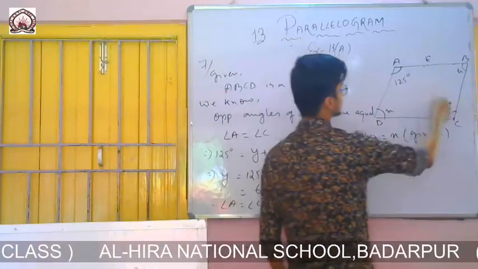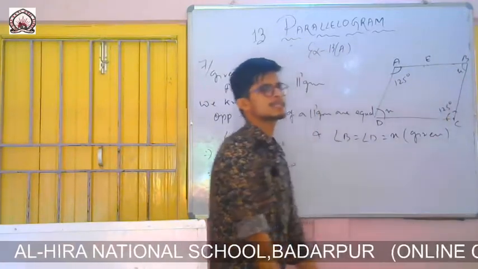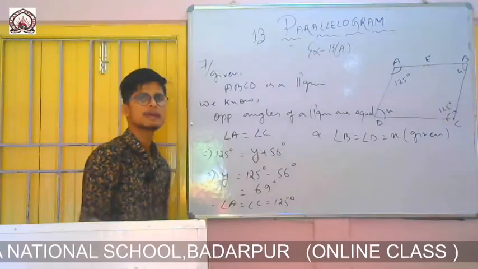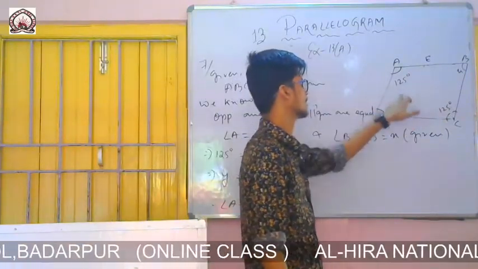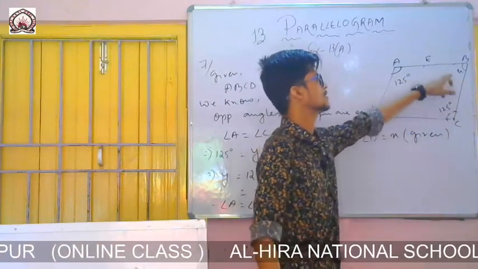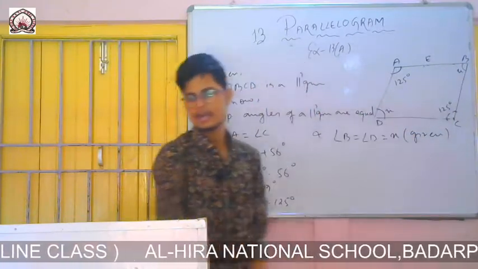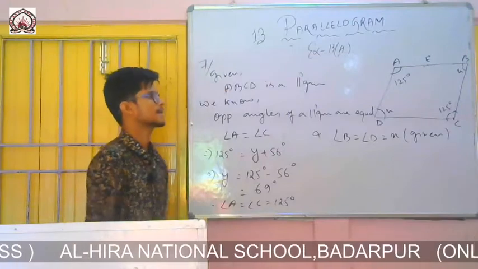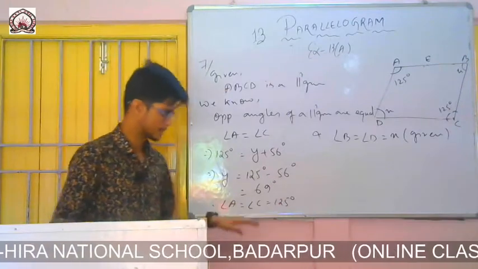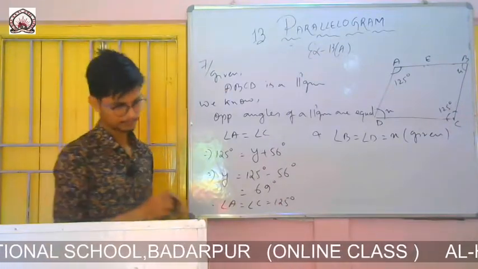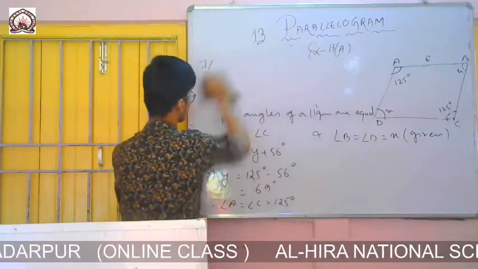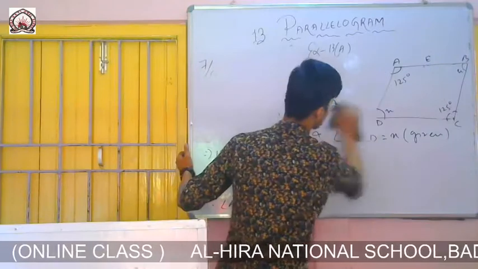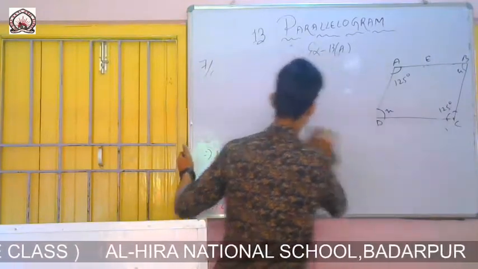These are the four angles of a parallelogram, and we know the sum of the four angles is equal to 360 degree. So I can write angle x plus 125 degree plus x plus 125 degree will be equal to 360 degree. From that we can get the value of x. So now we'll find the value of x.